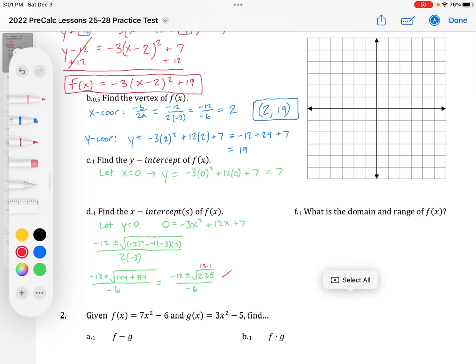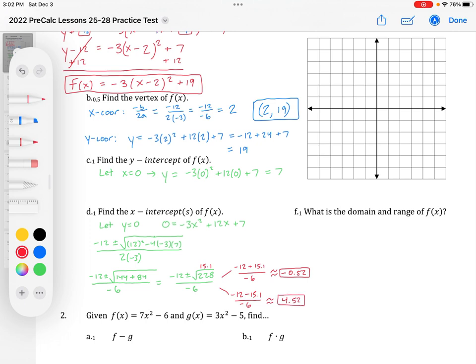So if I do negative 12 plus 15.1 divided by negative 6, you're going to get approximately negative 0.52. So that's one of your x-intercepts. And then if you do negative 12 minus 15.1 divided by negative 6, that's going to give you approximately 4.52.